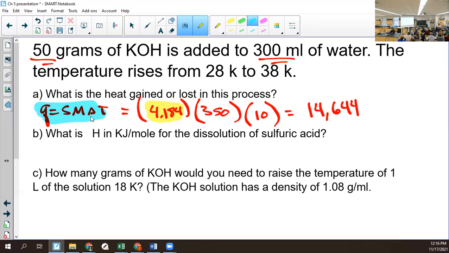Always, unless it's not water, and then the problem would tell you the specific heat. So if it said ethanol, at the bottom it would say the specific heat of ethanol is 2.15. It would have to be given to you. But for water it's 4.184. Can you explain how you add grams of oil?